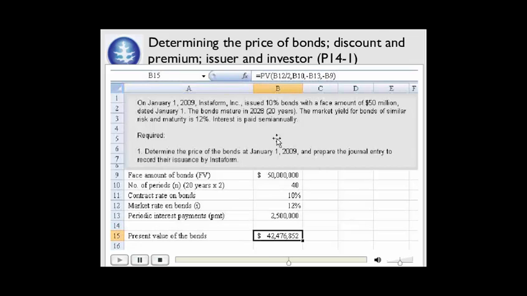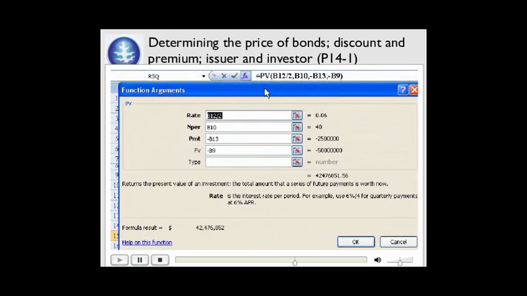Okay, and then the last thing we need to do is solve for the present value of the bonds. And we do that using the present value formula. Now let me hit the F2 so you can see the function and see how I do that. Okay, the rate was given in cell B12, with the 12% divided by 2. The number of periods was given in cell B10, it's 40. The payment, I'm entering it as a negative so that we have all the cash outflows showing in one direction and the cash inflows showing in the other direction. Now you could reverse the order and then the end result would be a negative number, but I like seeing the answer as a positive number.